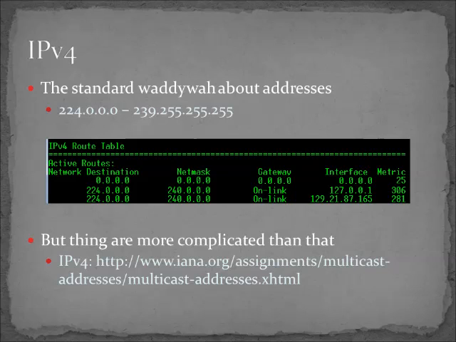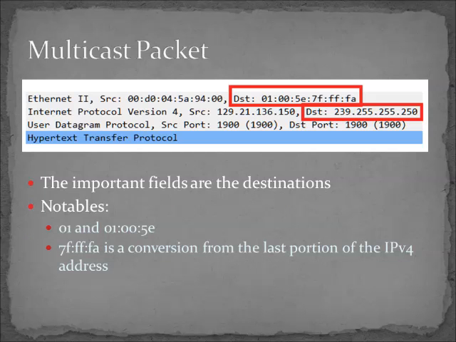But things are a lot more complicated than that. It turns out that there are a lot of reserved addresses in the IP version 4 multicast address space. RIP, OSPF, routing protocols all over the place all have reserved IP version 4 multicast addresses. There are all-hosts addresses, and the list goes on and on. For a complete list, you can go out to iana.org at this URL, and they'll show you all of the reserved multicast addresses. So let's take a look at an example.